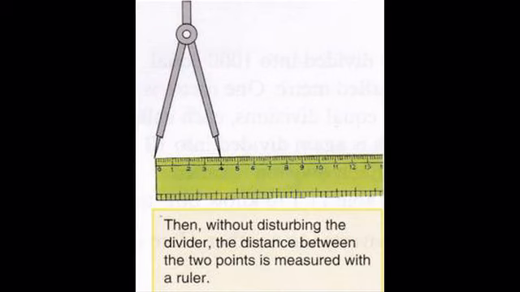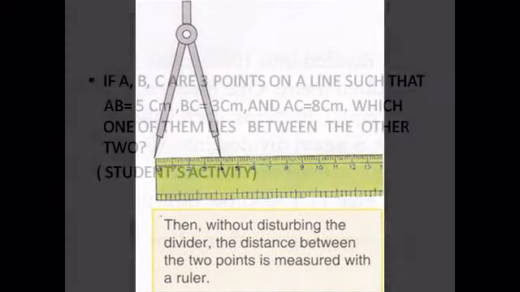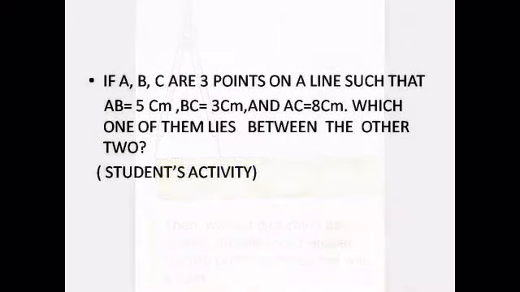Then a general question: if A, B, C are 3 points on a line such that AB equals 5 cm, BC equals 3 cm and AC equals 8 cm, which one of them lies between the other two? That is the students' activity. AB plus BC is equal to AC. So B is the point in between A and C.